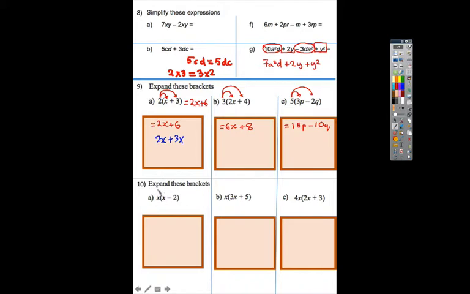Okay, question 10a, expand these brackets, and x times x, well we know that x times x is equal to x squared, and x times minus 2 is minus 2x. And I'm going to go at this, x times 3x is 3x squared, and x times 5 is plus 5x. That's it. Have a go at this question, pause the video.